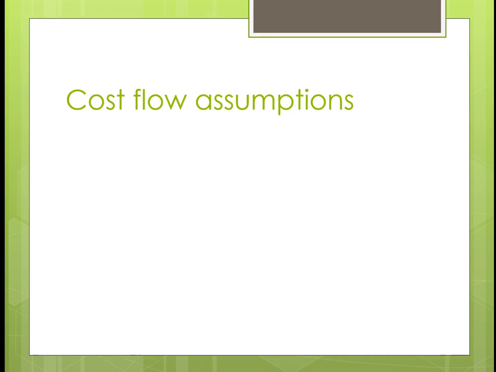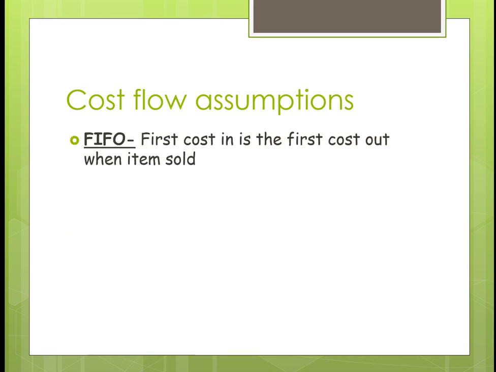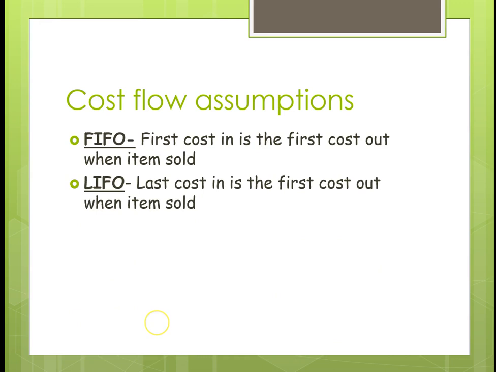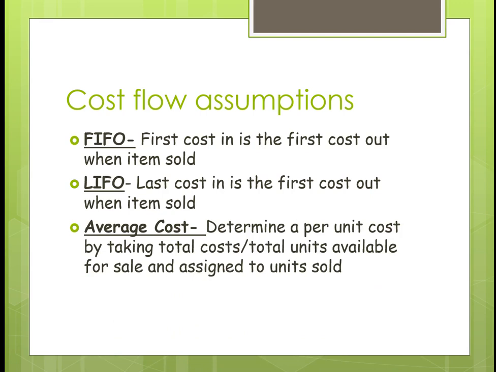Now, cost flow assumptions. We're going to look at 3. Again, we have FIFO, which is first in, first out, when we're identifying the costs. LIFO is the last cost in, is the first cost out at the point of sale. Remember that, because we're doing Perpetual, so it matters when things are bought or sold. And average cost, the same thing. We're going to determine a per unit cost every time we make a sale. So that's what makes this a little more complicated.